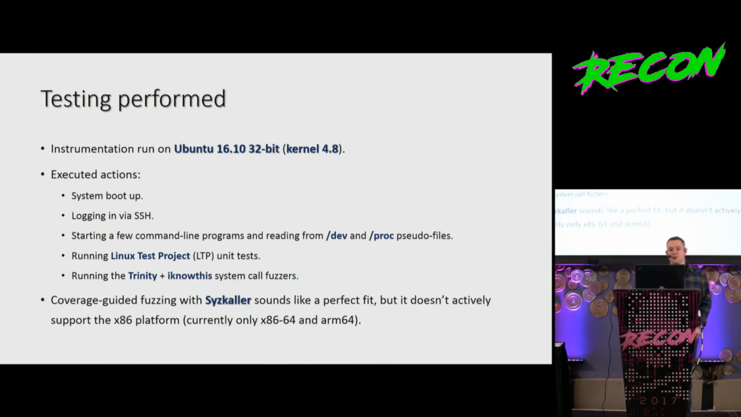When it comes to the testing that I performed, I ran all this on Ubuntu 16.10, 32-bit. I did some simple things like booting the system up, logging in via SSH, starting a few command line programs, reading from some sysfs files, running the unit tests called Linux Test Project, and then running a system call fuzzer called Trinity. I could possibly also use the syzkaller fuzzer, because it sounds like a perfect fit, but unfortunately right now I only support 32-bit mode and it only works on 64-bit mode, so it's not compatible at the moment.